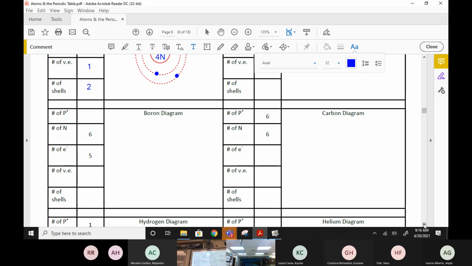Then there's some new vocabulary. Valence electrons, or VE. And that is a simple thing. It's just the number of electrons in the outside shell. And this controls the way that the atom behaves, controls the characteristics of the atom, the properties, whether it reacts with other elements, which elements it reacts with, stuff like that.